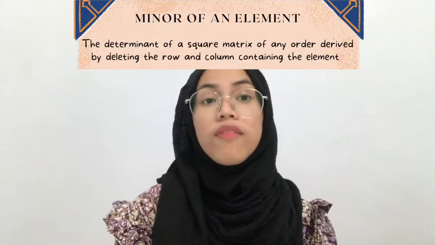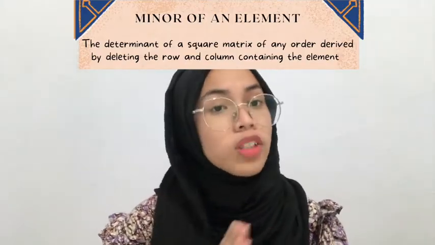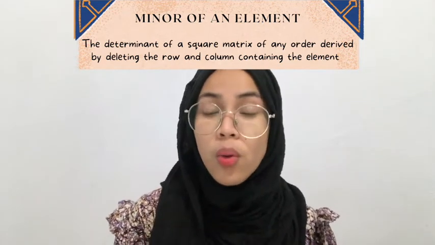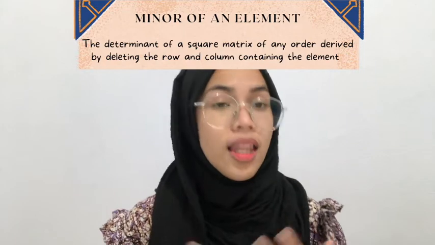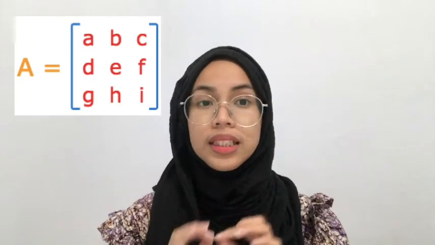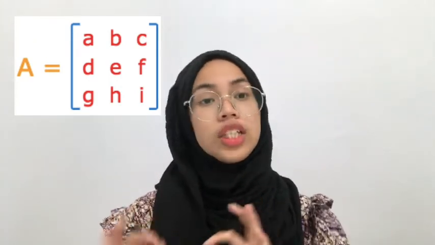In order to find the determinant of 3 by 3 matrices, we need to understand the term minor of an element. Minor of an element is the determinant of a square matrix of any order derived by deleting the row and column containing the element. Now, a 3 by 3 matrix, which we can write as A equals matrix of A, B, C, D, E, F, G, H, I.